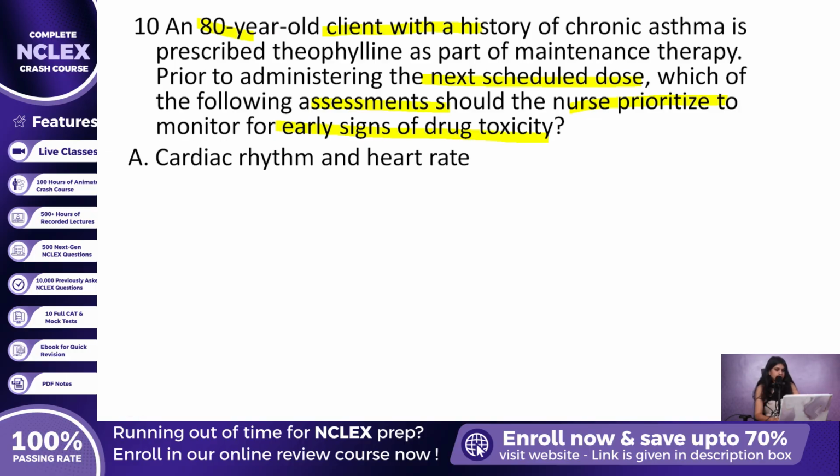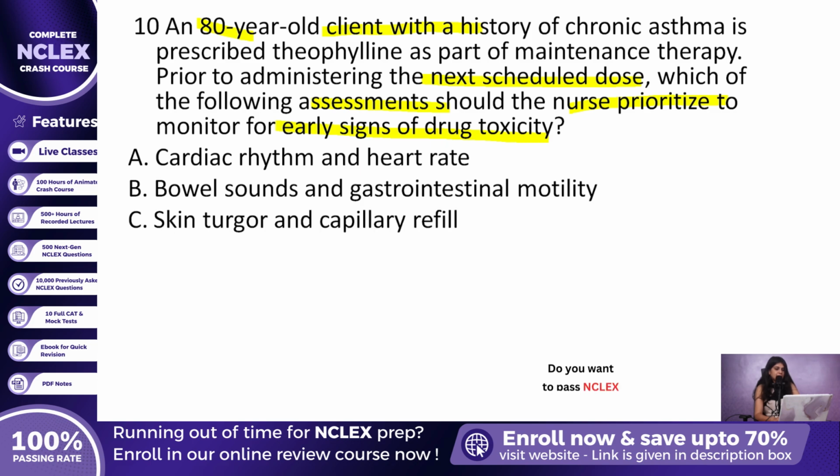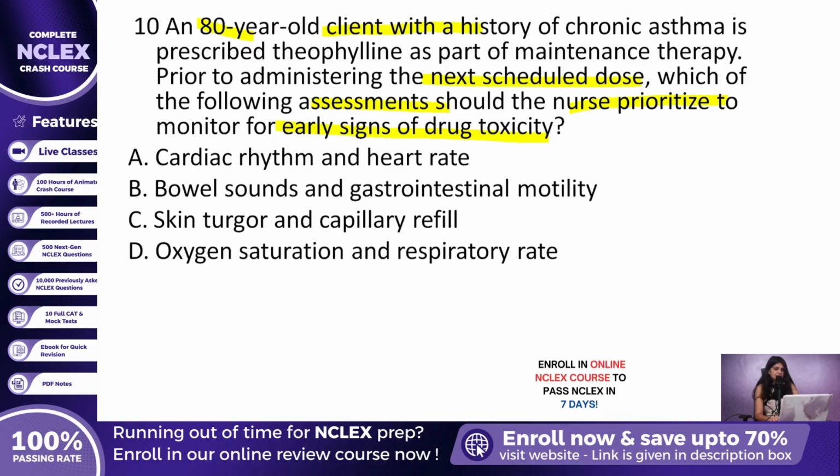Option A, cardiac rhythm and heart rate. Option B, bowel sounds and gastrointestinal motility. Option C, skin turgor and capillary refill. Option D, oxygen saturation and respiratory rate. Now let us determine which of these assessments provides the most immediate clue to potential Theophylline toxicity.